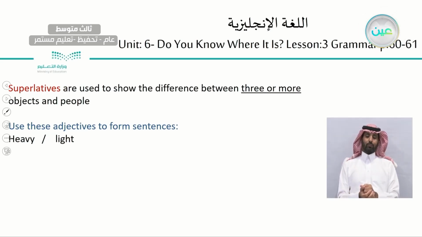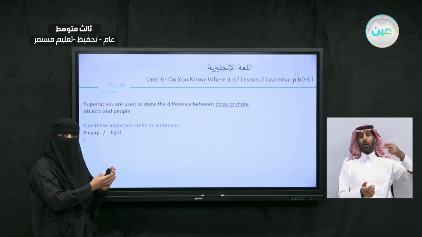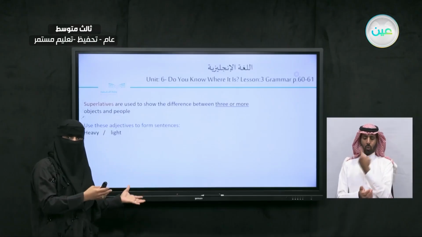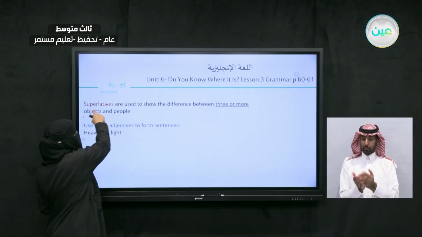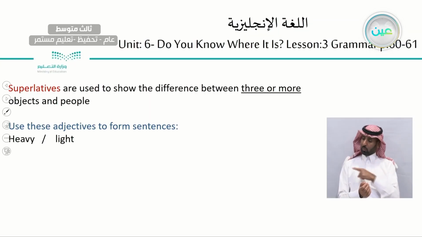With the superlative, the difference here is we use it to show difference between three or more. We have three people or three things or more, okay? When we want to compare, for example, Ahmed and all his classmates, how many are they? It's more than two. So we use the superlative form of the adjective, okay? We use these adjectives to form sentences.